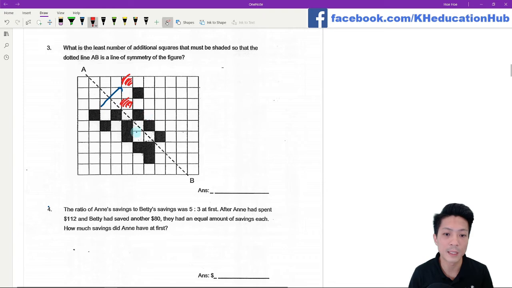Go through line by line. This is also missing. This is also missing. What else? We also have this that is missing. And I also have this block that is missing. Did I miss out anything? I don't think so. So the least number of boxes will be 1, 2, 3, 4, 5, 6.